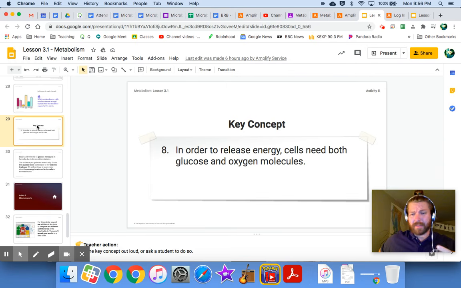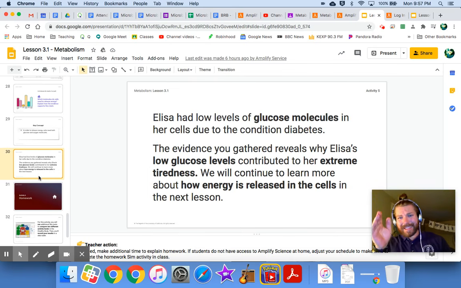Also, when we engage in vigorous activity, our breathing rate goes up. That means we need that oxygen. In the test, we also noticed that when a person was getting more glucose from their food, they were able to jog longer. If we deprived them of that glucose, they were not able to jog as long. So Elisa had low levels of glucose molecules in her cells due to the condition of diabetes. The evidence you gathered reveals why low glucose levels contributed to her extreme tiredness. We know she had low glucose. Now we realize, okay, glucose actually is needed in the production of energy.